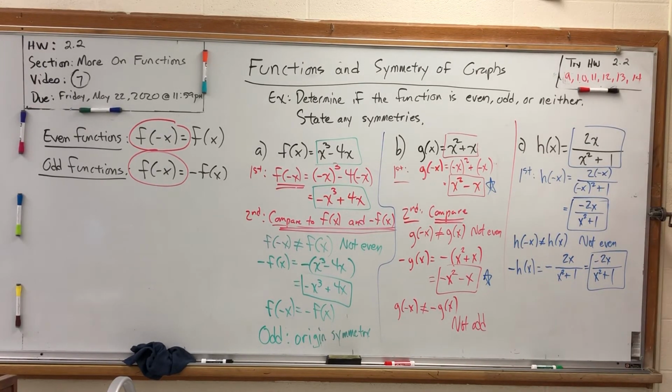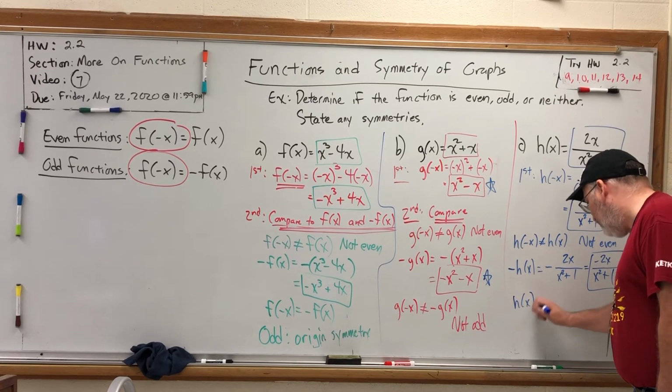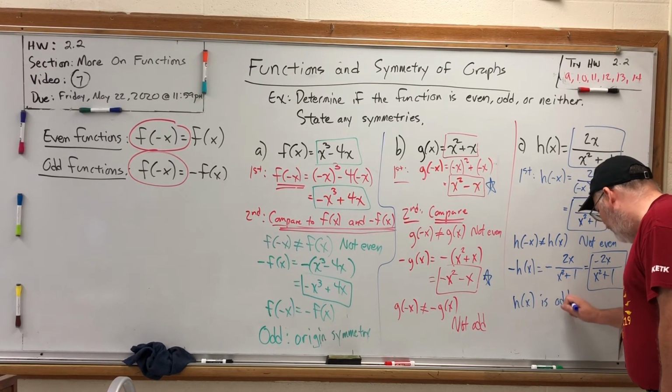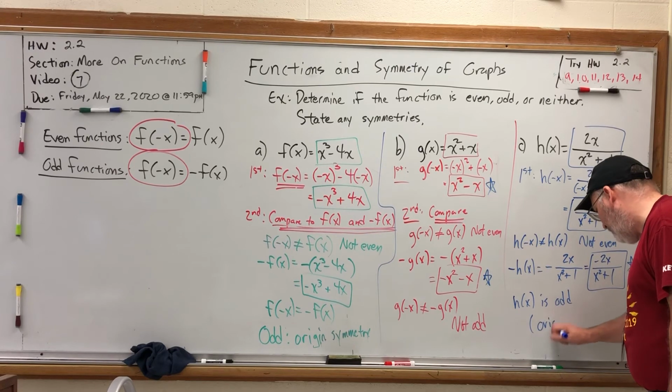Now, on this one, we are comparing putting in a negative, which is here, with the opposite of putting in a positive, which is here. And these match. So the function is odd. And as a consequence, it has origin symmetry.